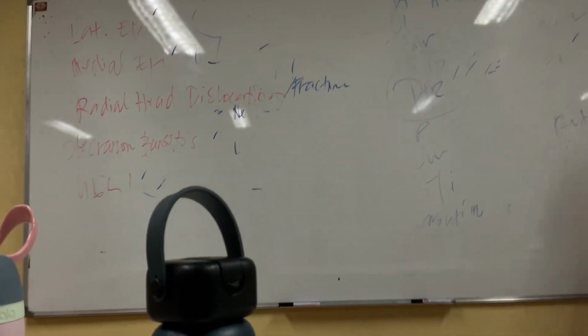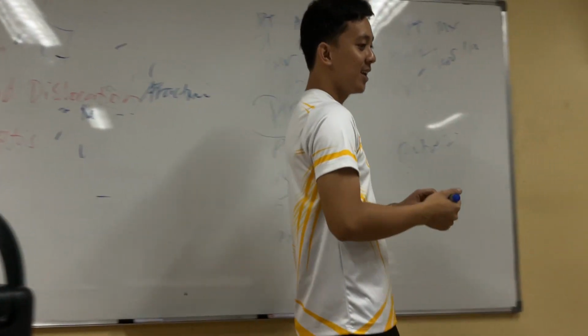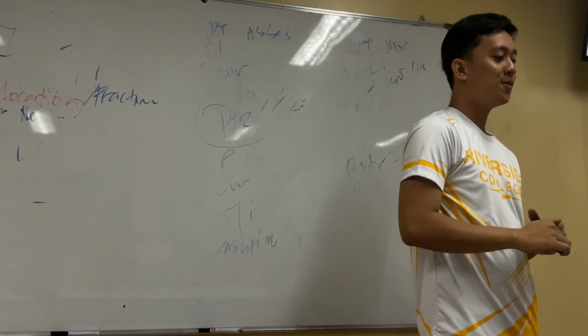Okay. We're done discussing your shoulder conditions and your elbow conditions. Next, we have your forearm.